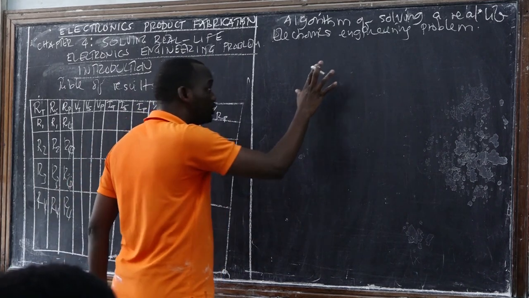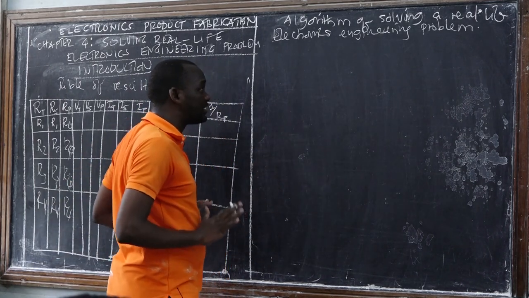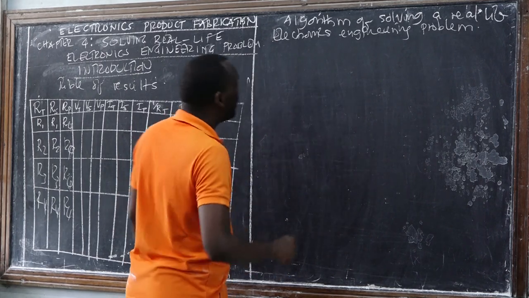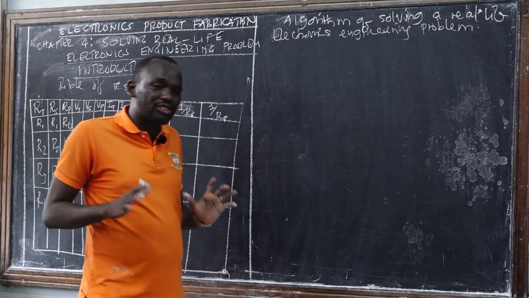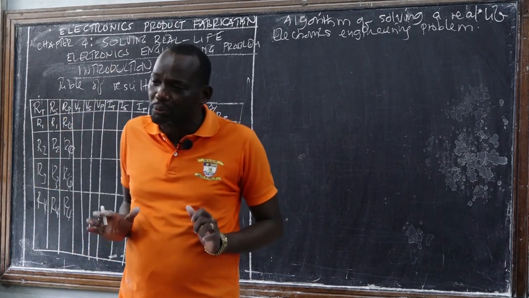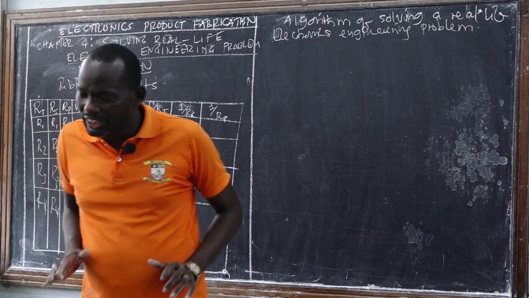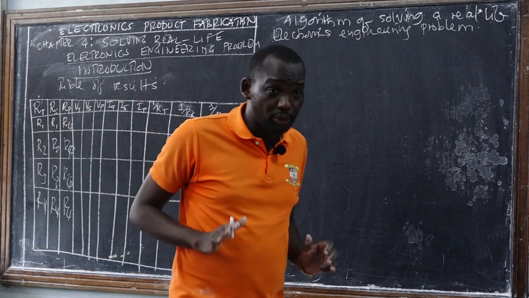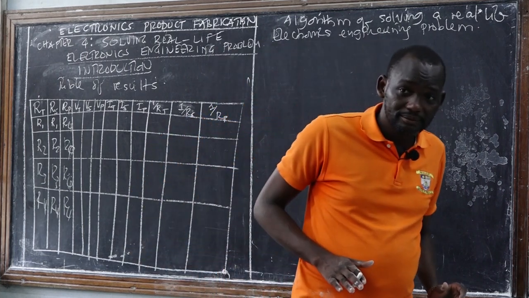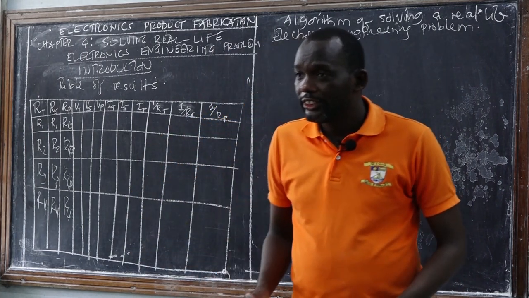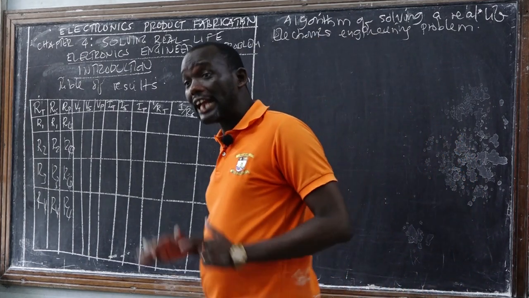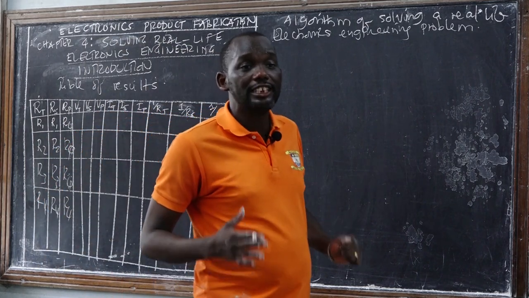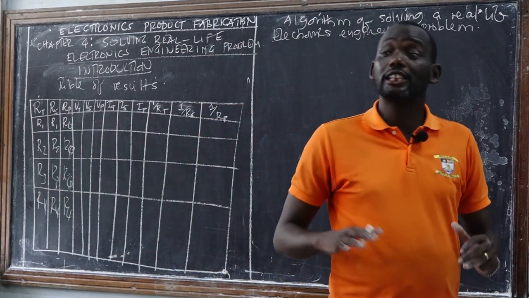Okay, so this is the algorithm. Actually, we call it a set of procedures. Stop writing, stop laughing, look on the blackboard. We used to say that we have seven steps of solving any scientific problem. Do you remember them? The first one, identification of the problem. The second one, hypothesis formulation. The third one, experimentation. The fourth one, data collection. The fifth one, data analysis. The sixth one, data interpretation.